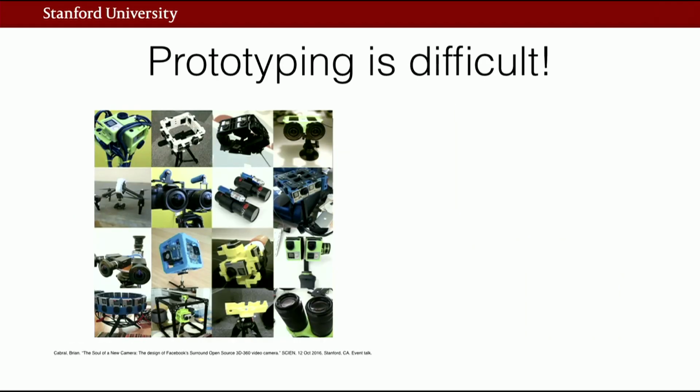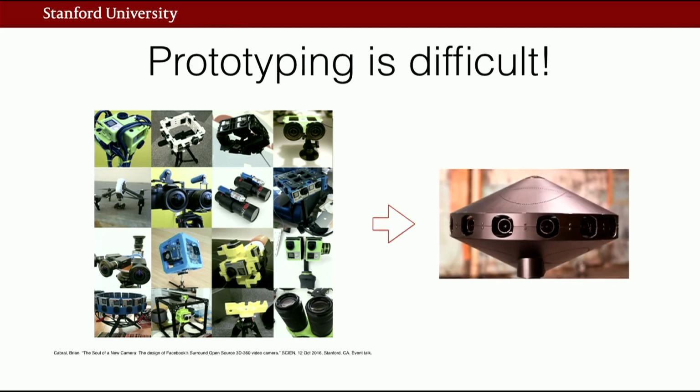Due to the amount of variation in these configurations, prototyping a physical rig can be very difficult. Here I have an image from Brian Cabral, who is the director for the Surround 360 VR team at Facebook. In this image, he demonstrates some of the various prototypes his team went through to get the Surround 360 camera. Here you can see a variety of different configurations and testing setups. There's just a lot there. And all of this work eventually led to the final camera rig, which looks something like this.